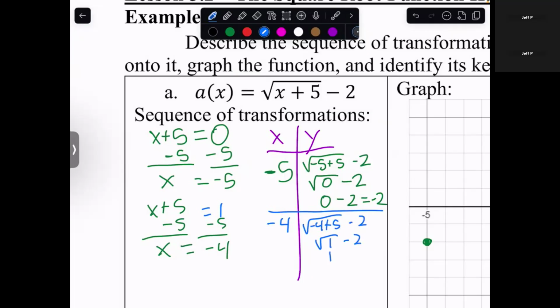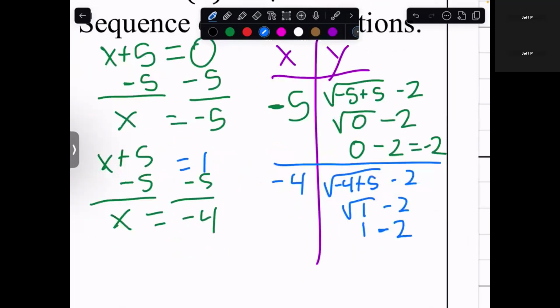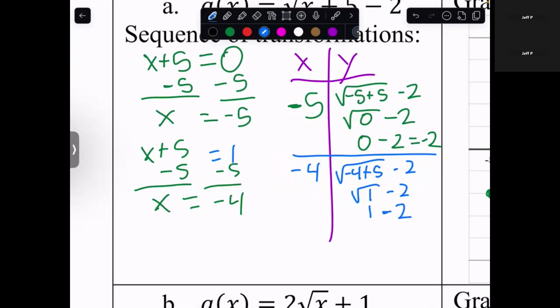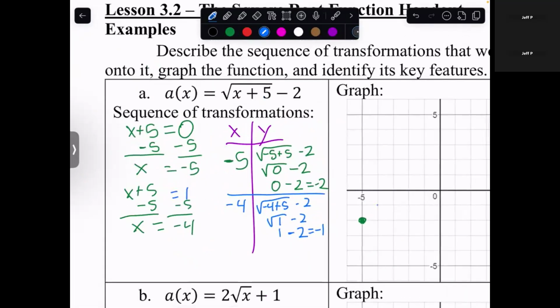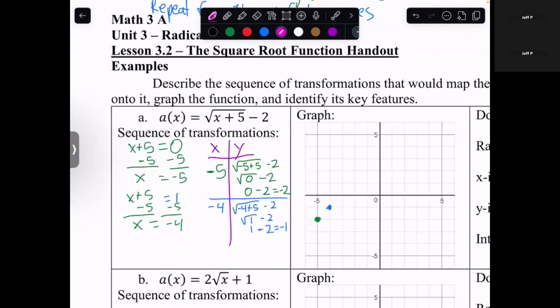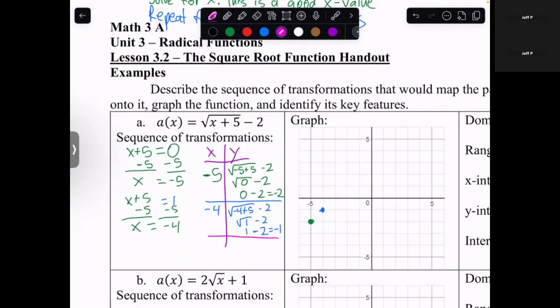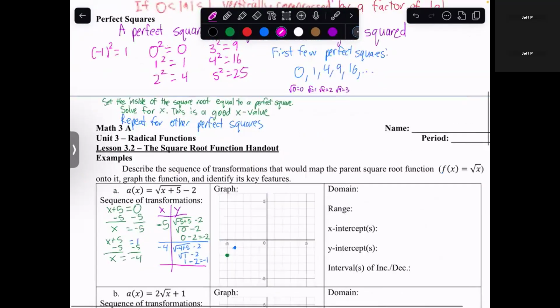Not quite, because when you take the square root of +1, it's still +1. So when you subtract the 2 at the end, you get -1. So (-4, -1). Okay, so we'll do one more together.